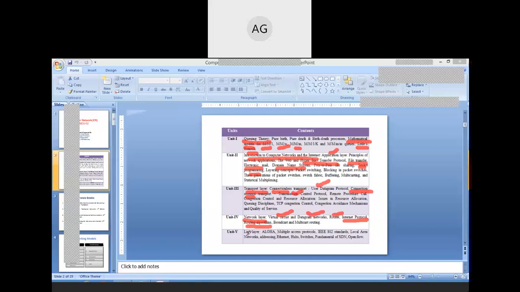In unit 5 we are going to study the link layer. The link layer basically deals with the MAC address, because every system has a different MAC address. In this we are going to study the Aloha protocol and the IEEE 802 standards, and in the IEEE 802 standard there are many protocols which we are going to study here. We also study here the local area network and networking devices like Ethernet, hubs, switches, and their functions.